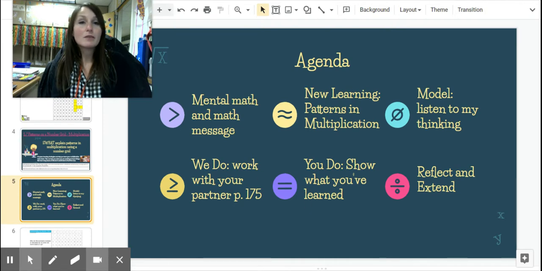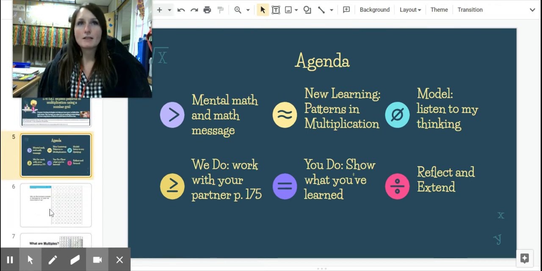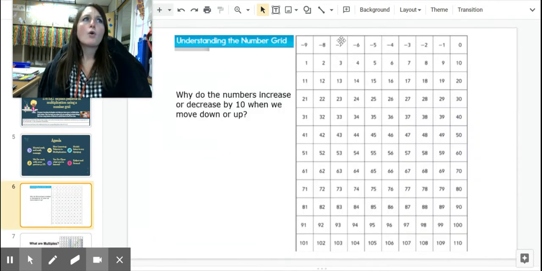And again, this is something that's on Evaluate and something that we sometimes miss because it can be confusing. So you're going to have an Evaluate connection here, and then we're going to reflect. And so again, we were looking at the number grid in our math message.